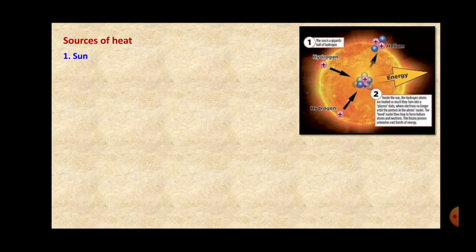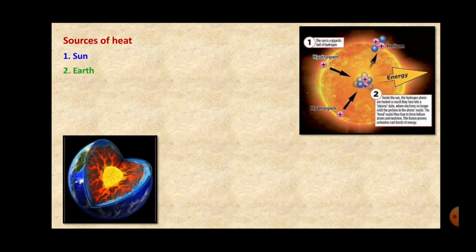Now, in this process, the hydrogen nuclei fuse together and form helium nuclei. That is, the hydrogen nuclei combine together and form the helium nuclei, and thus in the formation of these helium nuclei, a large amount of heat is generated. Now, this energy is reaching us in the form of heat as well as in the form of light.